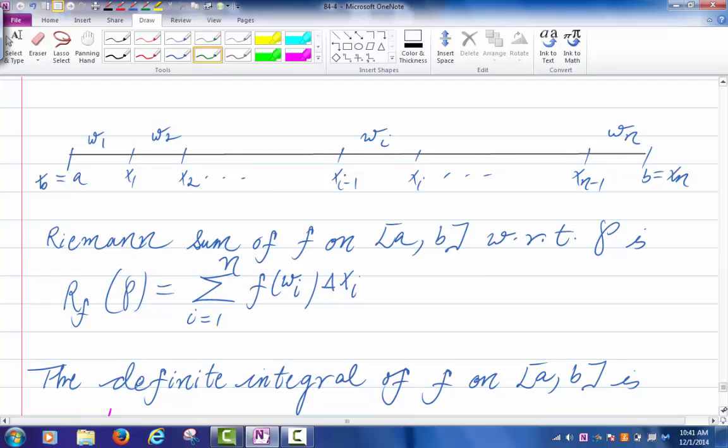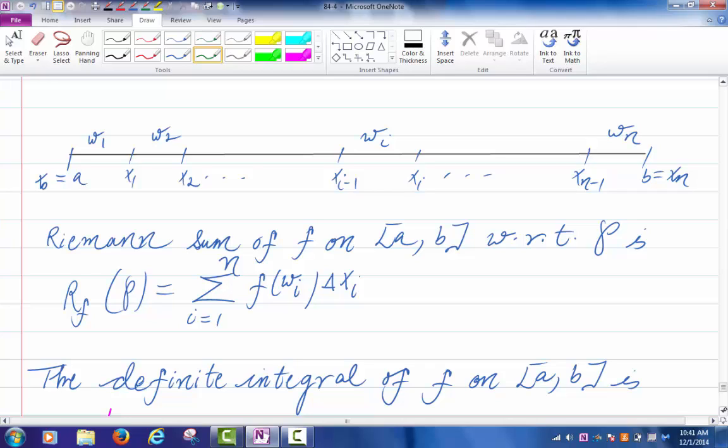Let's pick a partition of the interval from A to B again. Arbitrary partition, x0, x1, x2, up to xn. And the ith subinterval is x(i minus 1) up to xi. That's the ith subinterval. So what's the Riemann sum again? The Riemann sum Rf of P is the sum of f of wi times delta xi, right? In each subinterval, you pick a sample point, you evaluate the function at the sample point, and multiply that by the length of the subinterval, right?